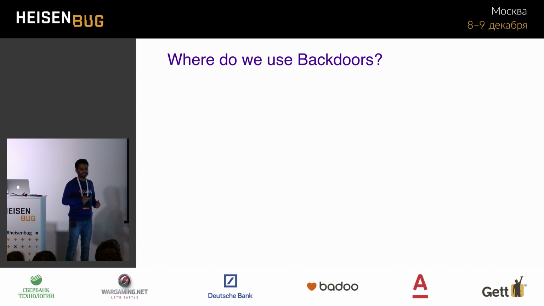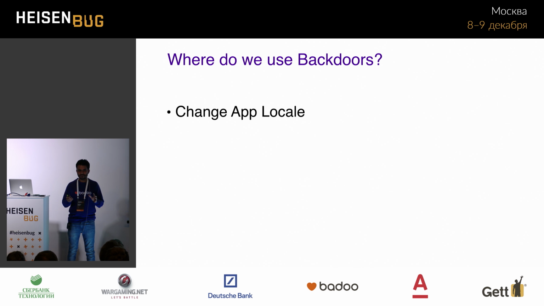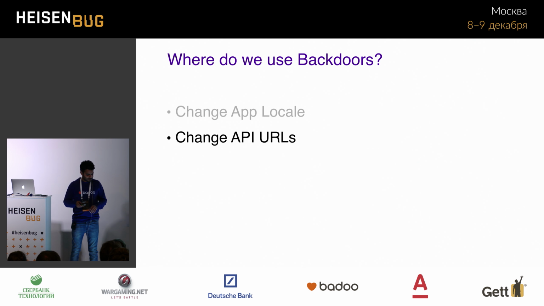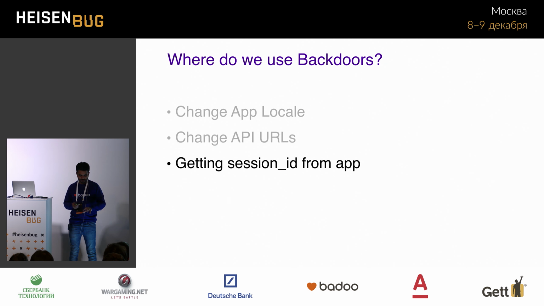And we use this feature a lot at Badoo. Some of the examples are we change app locales. As I said, we have 46 different languages in Badoo, and we want to be very quick in changing languages. We have developed different tools which capture screenshots in various languages, and we do it very fast using the backdoors. We change API URLs. We create only a single artifact, a single APK file from our build system, and whenever we want to run tests against staging or system integration or production, we change the URL using backdoors.